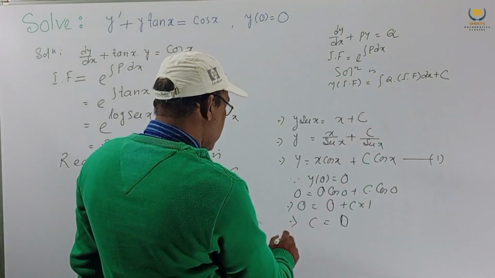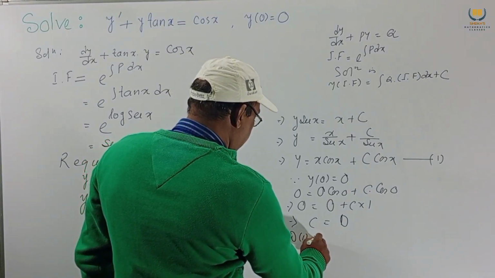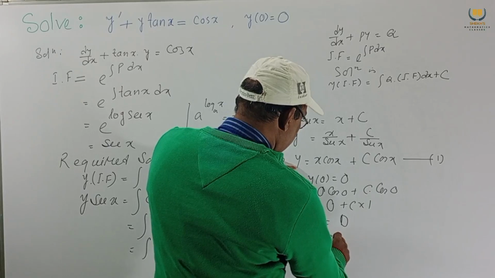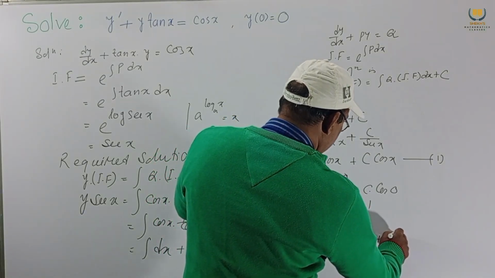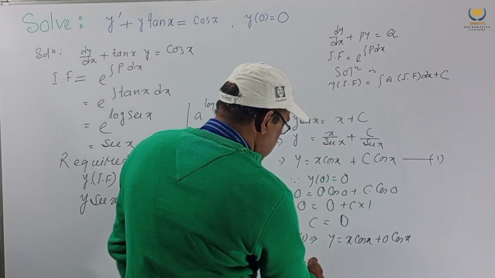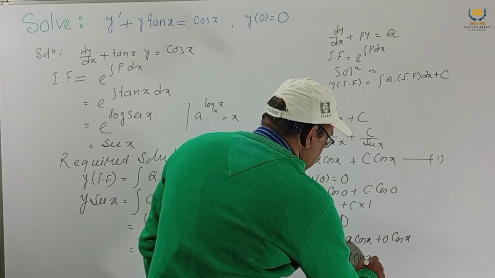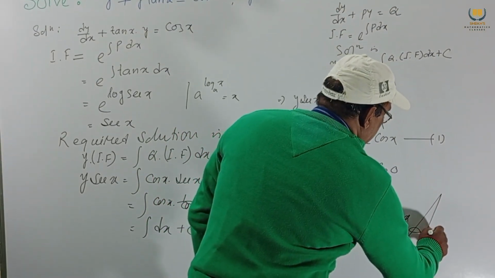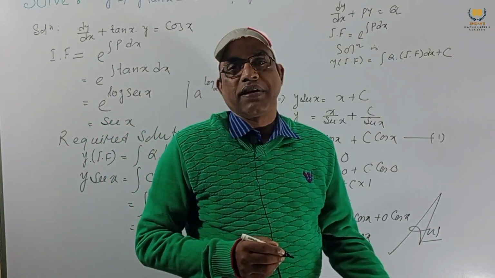And putting this value in equation number 1, y equals x cos x, since c equals 0. Y equals x cos x, and this is our final answer.